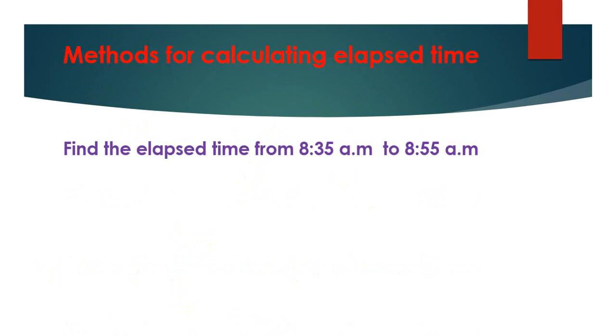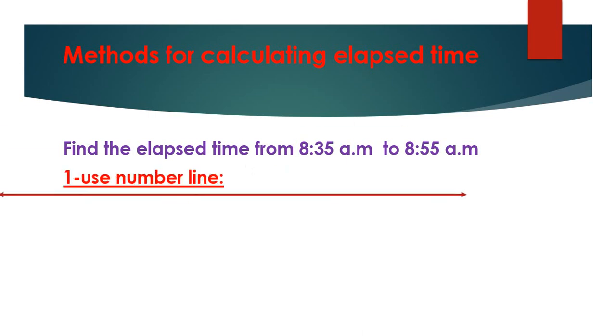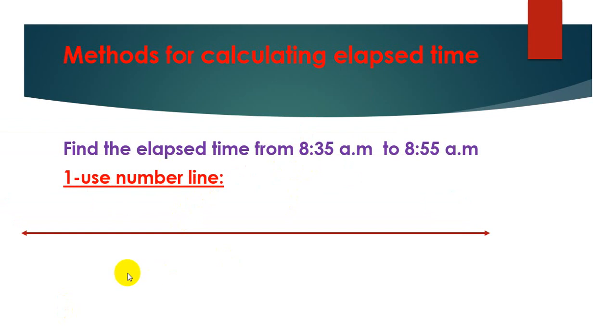Example, find the elapsed time from 35 minutes after 8 a.m. to 55 minutes after 8 a.m. The first way, use a number line. This is a number line. Write the start time here, 8:35, and try to jump until you arrive at 8:55. Okay, here you jump by how many minutes?